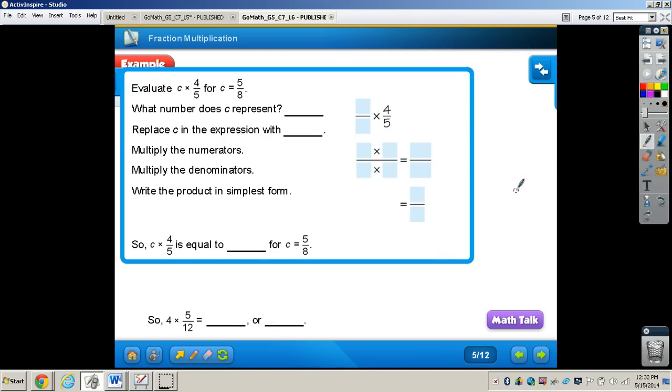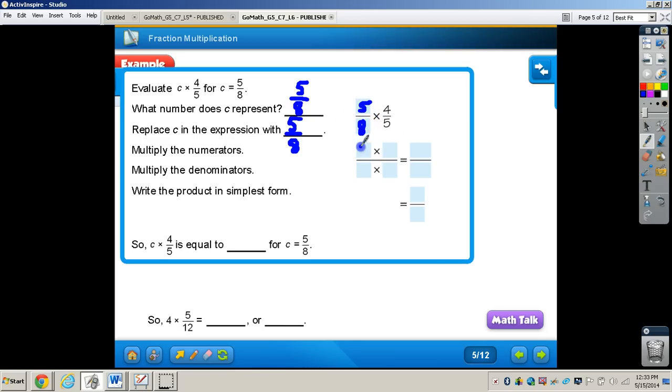Okay, let's take a look at the try this part on page 312. It says C times 4/5. Now, if C represents 5/8, first of all, what number does C represent? We can easily see that C represents 5/8. Now, what we need to do is replace C in the expression with 5/8, since that's what it represents. We need to write this in here. So now we have 5/8 times 4/5.